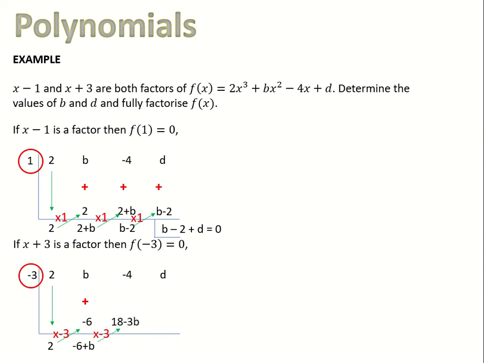Times by minus 3, just be careful here, everything's times by minus 3, so it becomes 18 minus 3b, and then we add on minus 4, in which case it becomes 14 minus 3b. Times that by minus 3, and it becomes minus 42 plus 9b, and then you add on the d, and you get minus 42 plus 9b plus the d, and that needs to equal 0 because we know it's a factor.